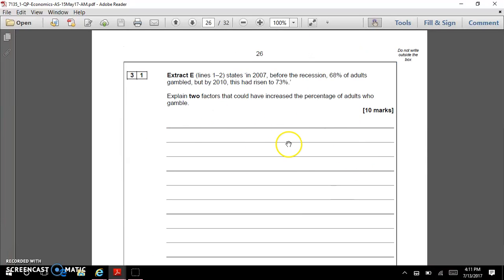Final 2 questions. Next one's a 10 marker. Explain 2 factors that could have increased the percentage of adults who gamble. It's always going to be explain 2 factors or identify 2 pieces of data. So that's a key thing. 2 factors. Don't just talk about one thing. You've got to talk about 2.